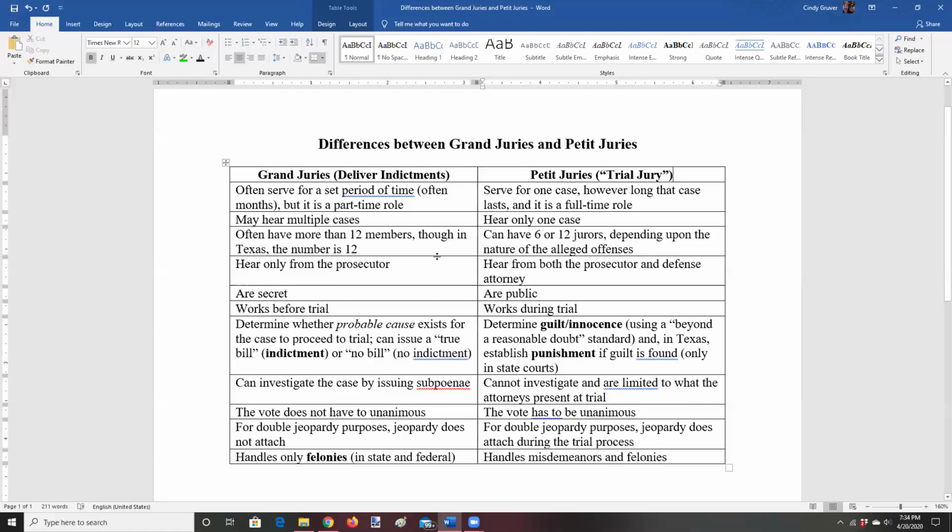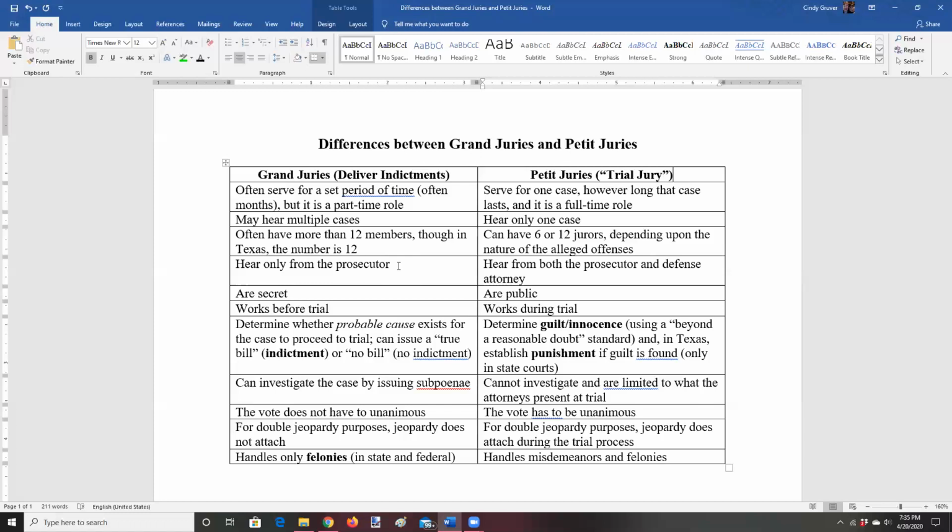Another difference between grand juries and petit juries is that grand juries hear only from the prosecutor. They usually develop a kind of close relationship with the prosecutor because he or she is the only person that they're interacting with. Petit juries, though, hear from both the prosecutor and defense. Obviously, during the trial, you hear witnesses from both sides, you hear opening and closing statements. The judge is also there. And so the petit jury oftentimes looks more to the judge as a source of authority, whereas grand juries are probably looking more to that prosecutor.